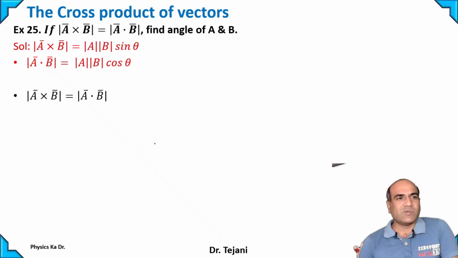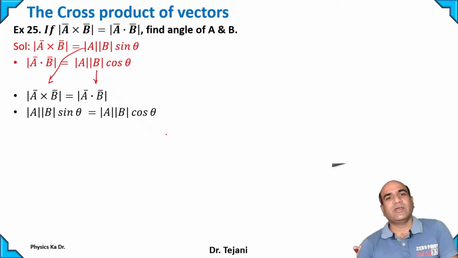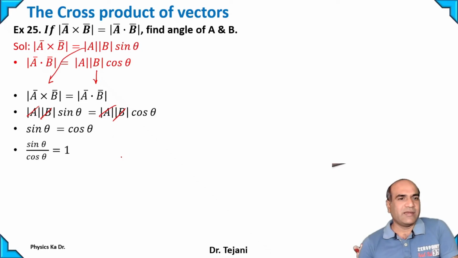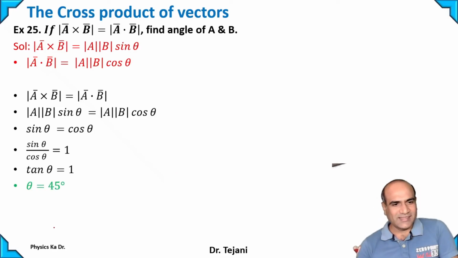So it is given A cross B is equal to A dot B. Let's put the values of A cross B here and A dot B here. So AB sine theta is equal to AB cos theta. Let's cancel out AB. So sine theta is equal to cos theta, and sine theta divided by cos theta becomes 1. So it is tan theta, and when tan theta is 1, answer me. 45. Yes, answer is correct. So this kind of question you may find in the examination also.